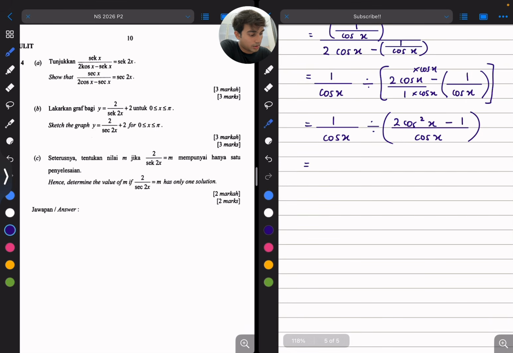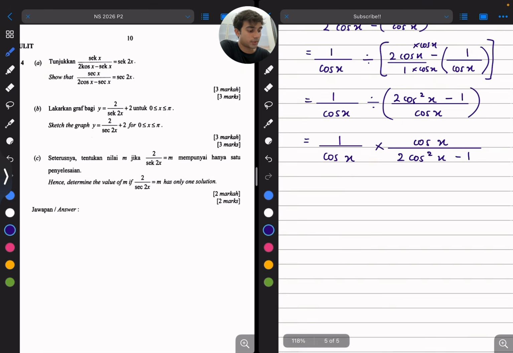Then, since we already made it into one fraction and we have divide here, we can change this to times, then we swap this. Because fractions cannot divide, you can only times. So when you times, you swap your numerator and denominator. So cos x will go up here and 2 cos square x minus 1 here. Then this one and this one can cut off. So you get 1 over 2 cos square x minus 1.